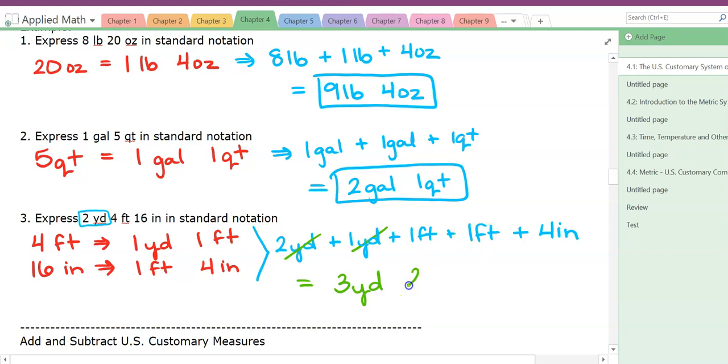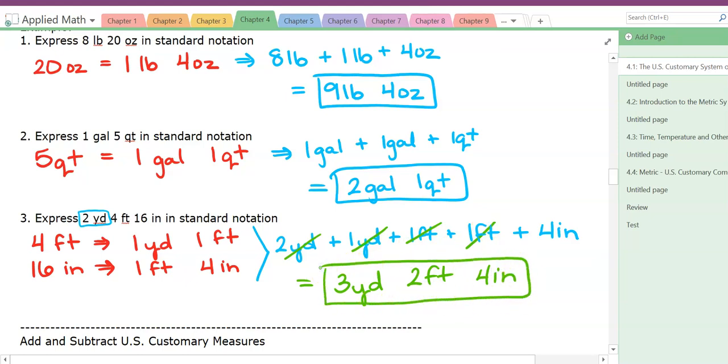1 foot and 1 foot would be 2 feet. That takes care of those. And then we have 4 inches left. So you could have some that look like that where you actually have 3 measurements and you have to convert all of them. So you have to change 2 of them so that they're in standard notation. Any questions on how to do that?